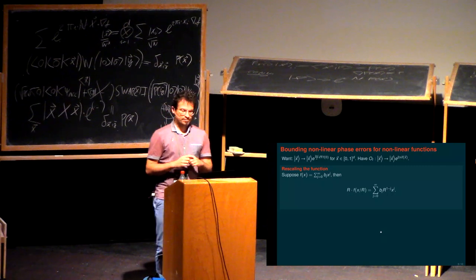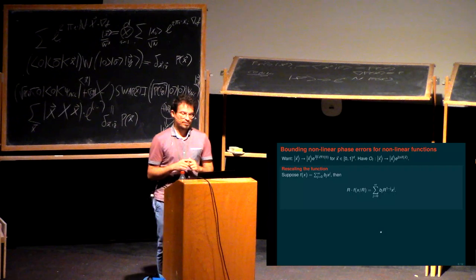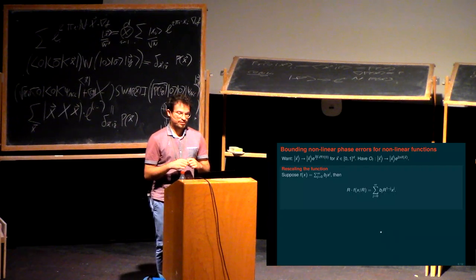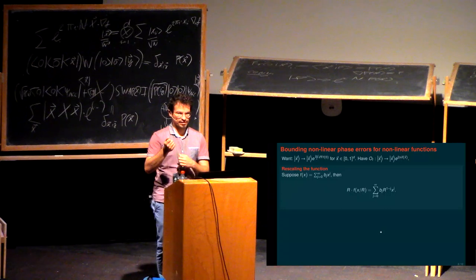And one method for that was just zooming into the function around the point, which works nicely. However, once again, it reduces my phases, and it means that if I zoom into my function r times, then I need to apply my phase oracle r times more at the end.